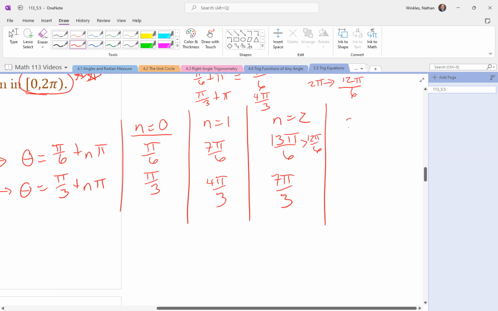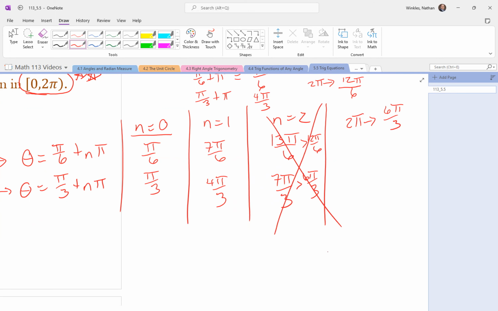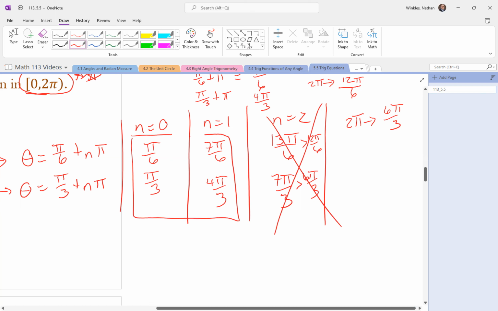And in terms of thirds, 2 pi is equal to 6 pi over 3. This is greater than 6 pi over 3. So in this case, we do not care about the n equals 2 case, and anything above that will also give us stuff outside of it. So my 4 solutions in this case are pi over 6, 7 pi over 6, pi over 3, and 4 pi over 3 will be my only solutions to this equation.